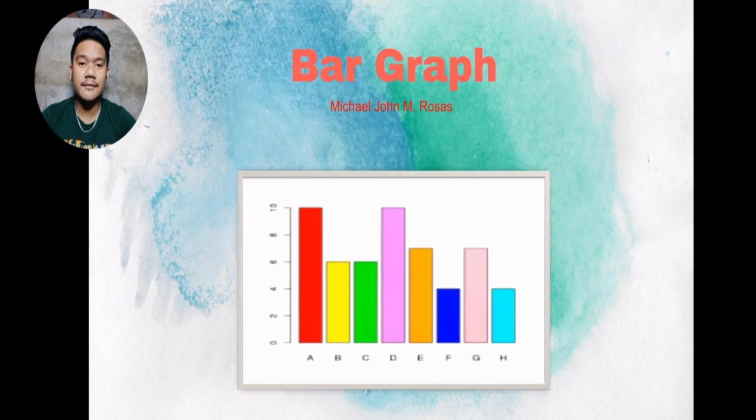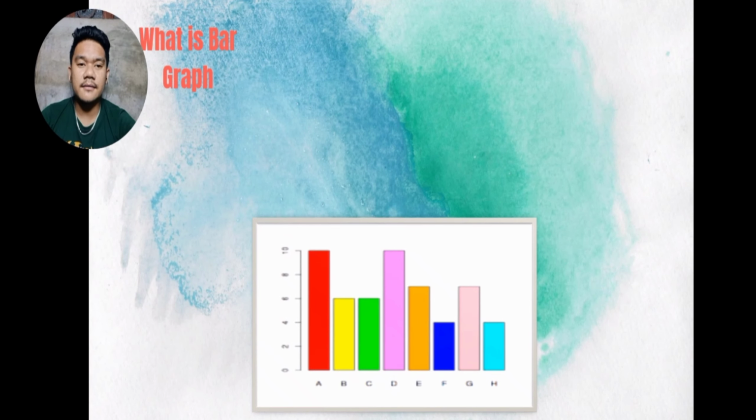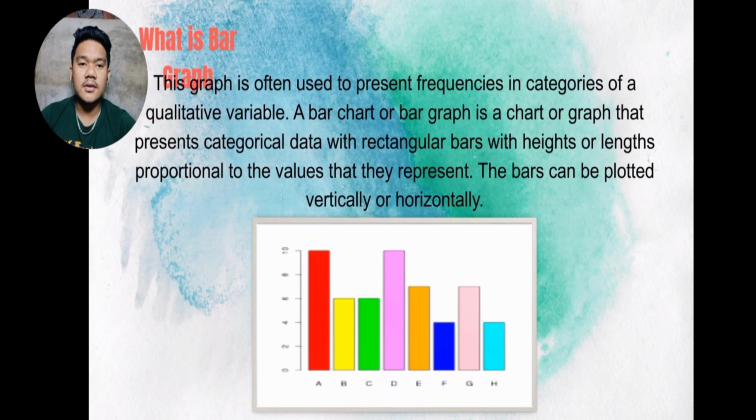Yes, bar graph or bar chart. So, what is a bar graph? This graph is often used to present frequencies and categories of a qualitative variable. A bar chart or bar graph is a chart or a graph that presents categorical data with rectangular bars with heights or lengths proportional to the values that they represent.